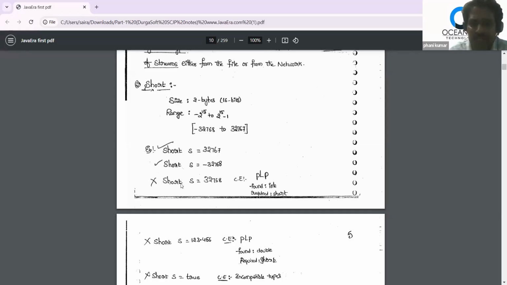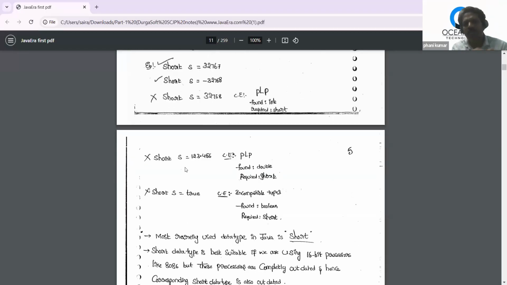But if I assign short s equal to 32,768, when 32,767 is the last value of our range, it's not in our range, so I get the error. Already I have told that. If the value is not in our range, we get the error called PLP, possible loss of precision. Clear? This type of error I found again. It says found int and required short. Right, short s equal to another value, 123.456. Again the same error will be repeated because 123.456 is not an integer number, it is a float value.